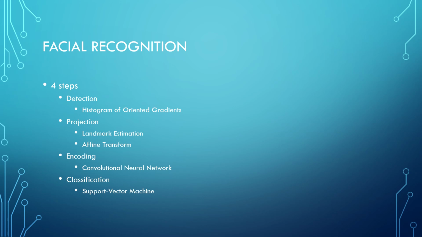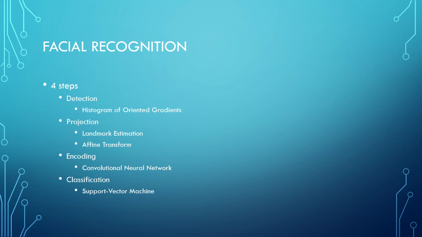I broke down facial recognition into four major steps. The first being facial detection. For that we use a histogram of oriented gradients in order to detect faces within an image. And then moved on to facial projection, which is actually normalizing the faces found in that image so they can be compared to each other in a one-to-one situation. For that we use landmark estimation in order to determine what the orientation and the size of the face was in the image, and then affine transformation in order to then normalize it once we knew how it was oriented and what size it was.